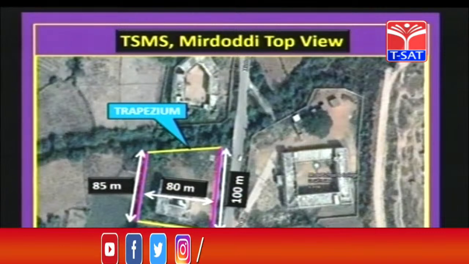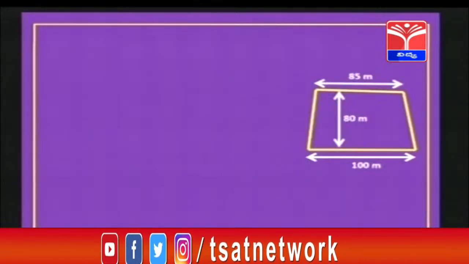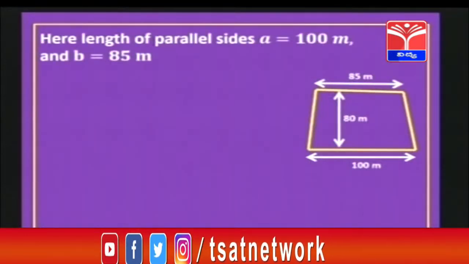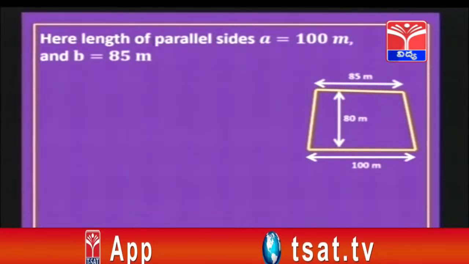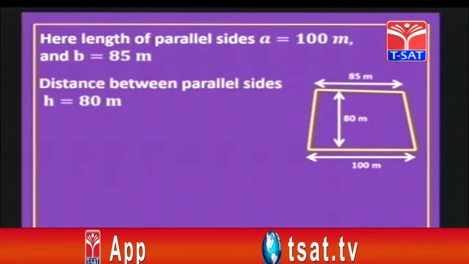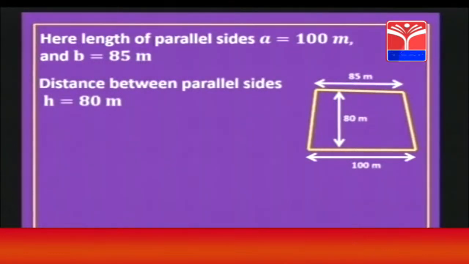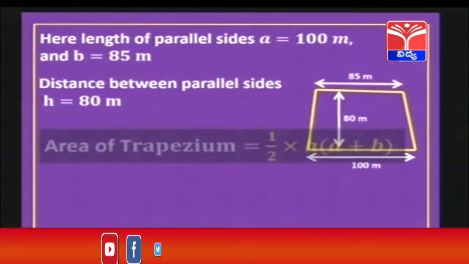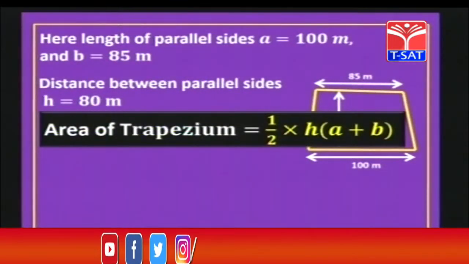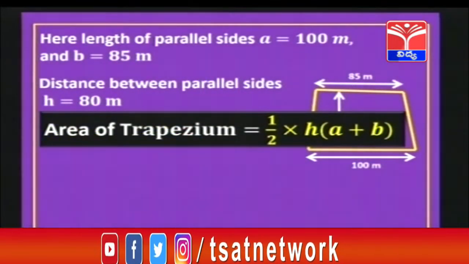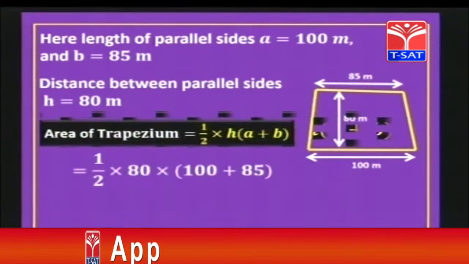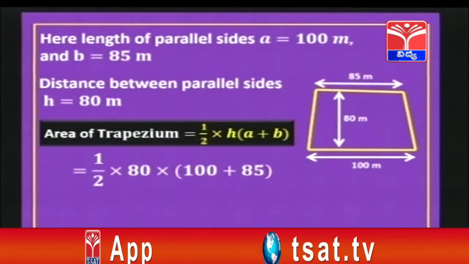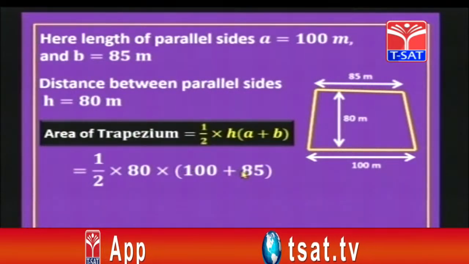Now let us find the area of the hostel. So you can see the image, children. From that, the length of parallel sides a equal to 100 meters and b is 85 meters. And also the distance between the parallel sides is nothing but h equal to 80 meters. And recall that area of trapezium is half h into a plus b. Now let us substitute the values, children. Here h is equal to 80 and a is 100 and b is 85.